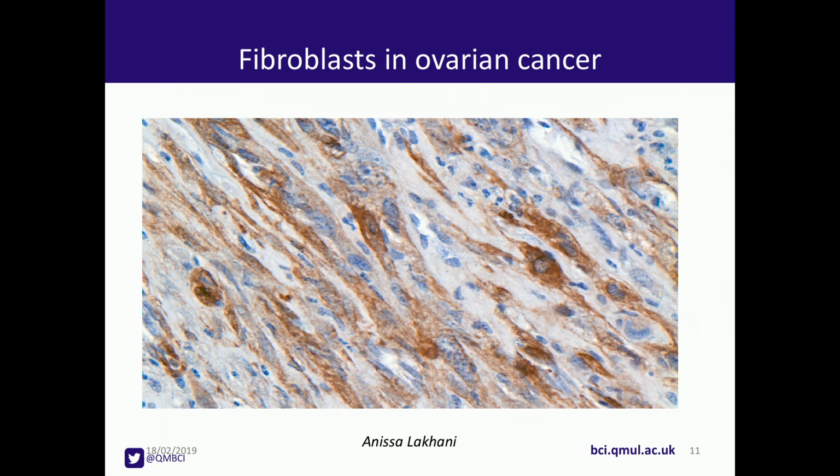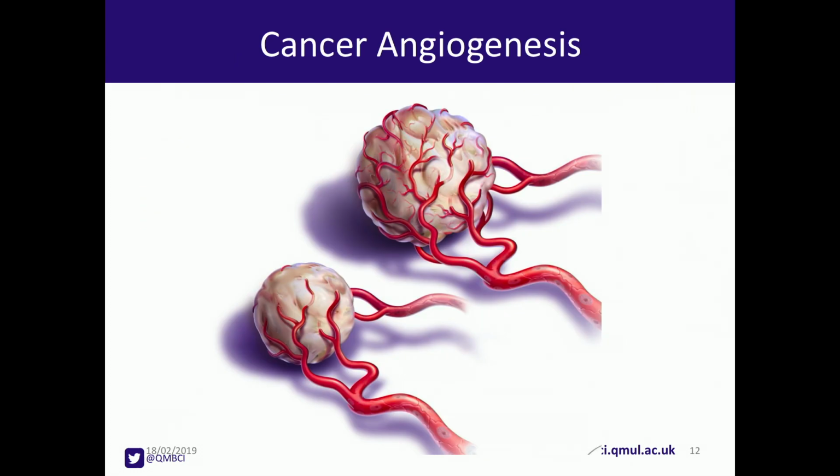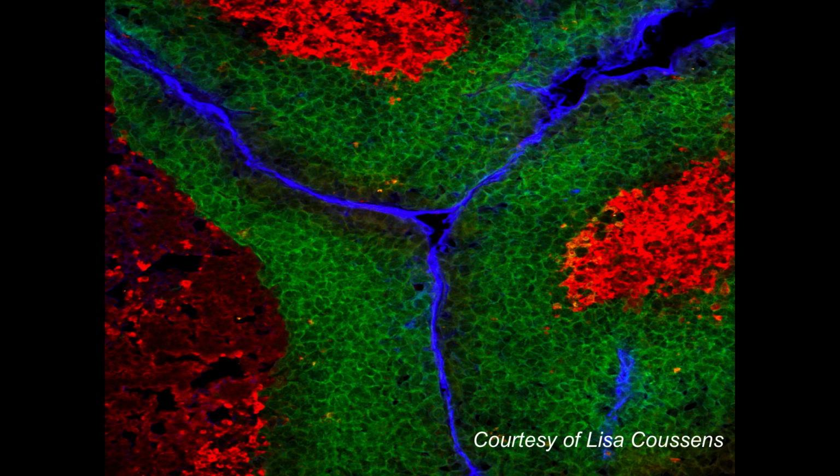Cancers also need blood vessels. And the angiogenesis, as we call it, the new blood vessels in a cancer, is chaotic. It's not organized like the vasculature of the rest of your body. And here's an example from one of my colleagues in the US. So in this, again, a tissue section from a cancer, the blood vessels are highlighted in blue. So you can see some blood vessels here.